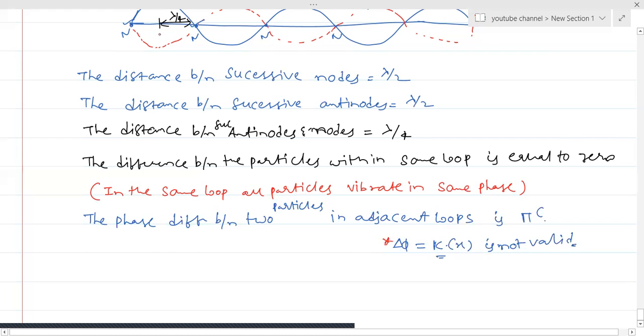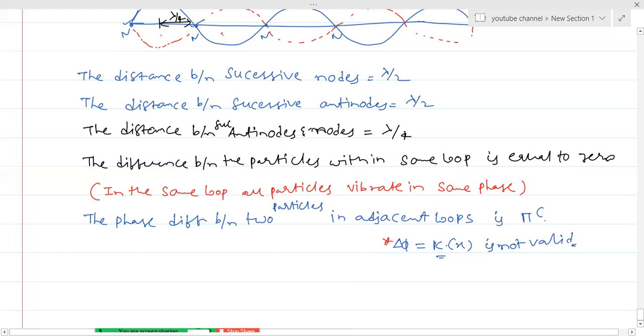So between the first loop and the second loop, we have a phase difference of pi. Between the first loop and the third loop, we have a phase difference of 2 pi. Between the first loop and the next loop, we have a phase difference of 3 pi. So in this way, we need to understand the basic properties of a stationary wave.